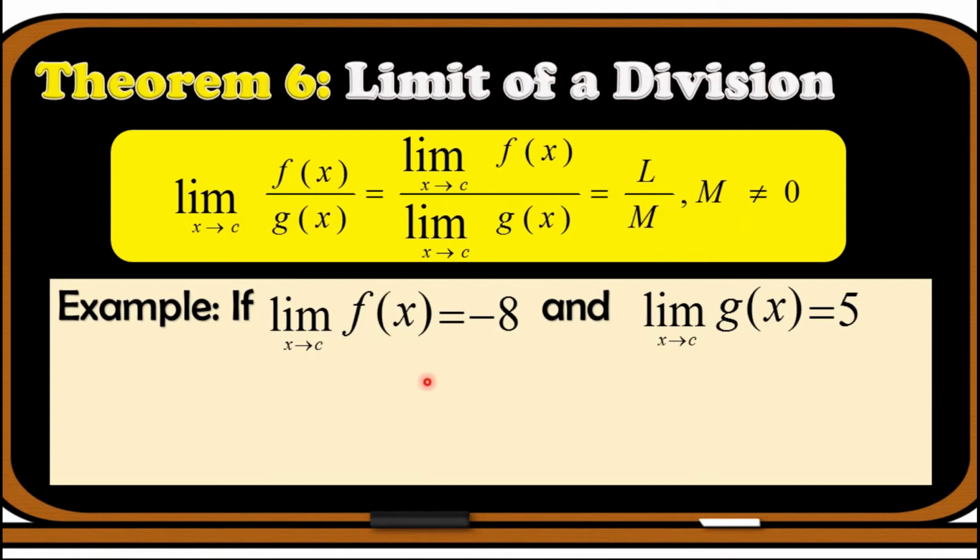Here is the example. Given the same values, the limit of f of x and the limit of g of x, we are asked to find the quotient, or the limit of a division. We have negative 8 over 5, which is equal to negative 8/5. So this is the limit of a division.